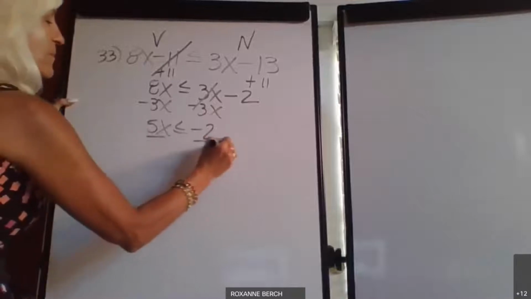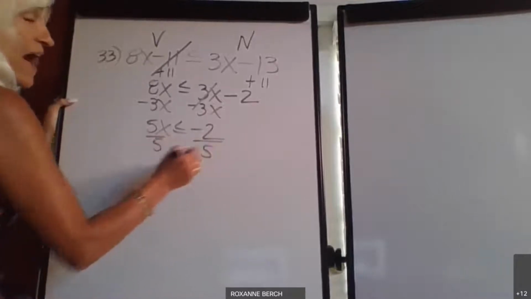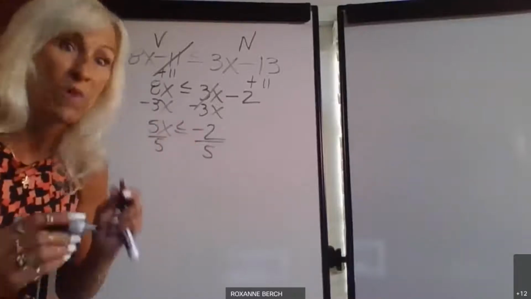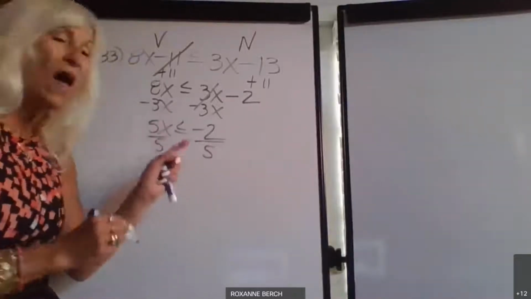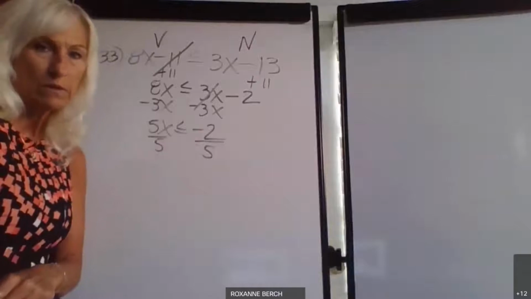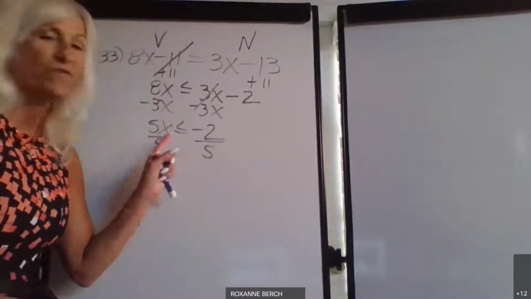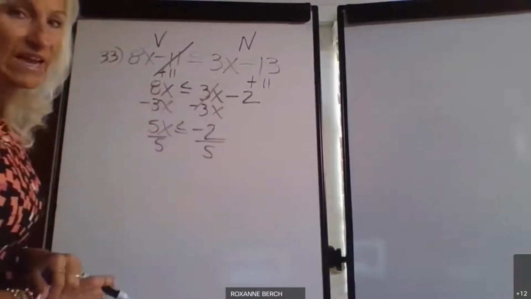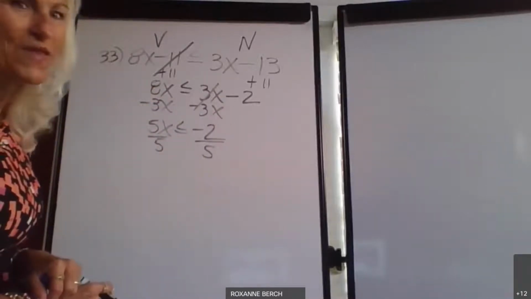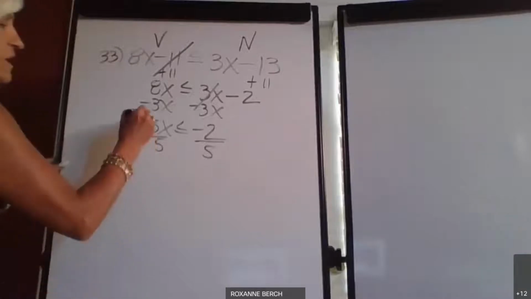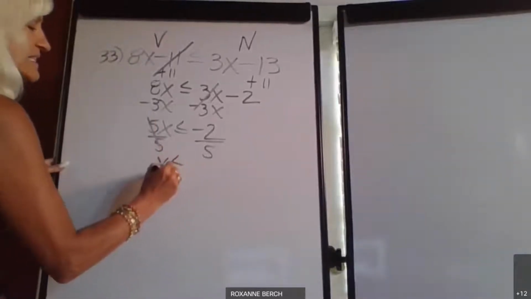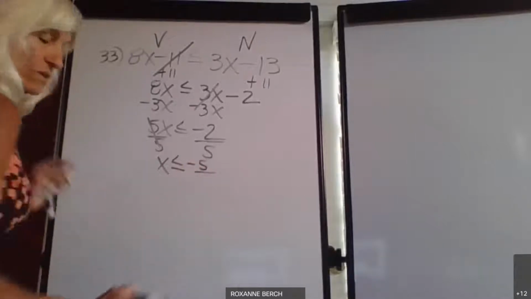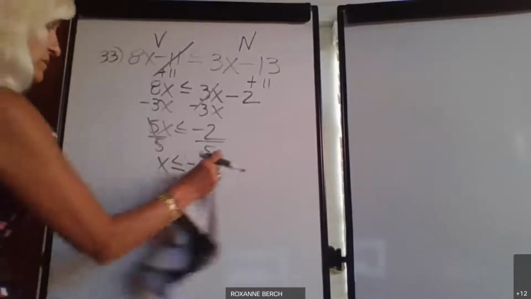And now when I divide by 5, you do not flip the symbol because there's a negative over here, but we didn't multiply both sides of the inequality by a negative. See, you only flip the symbol when you multiply both sides of the inequality by a negative. We did not do that. So the symbol stays the same, and this is the answer. Hold on, that's not the answer.